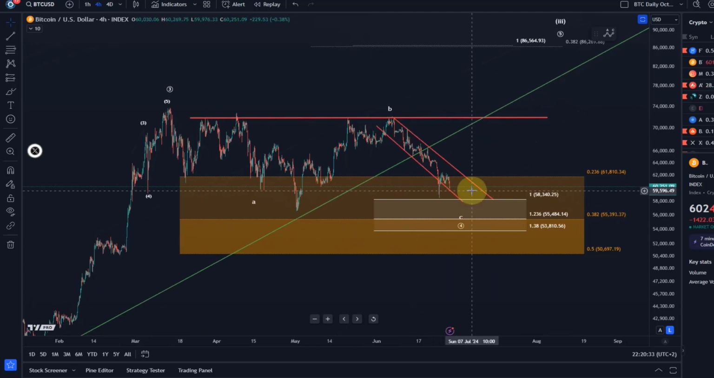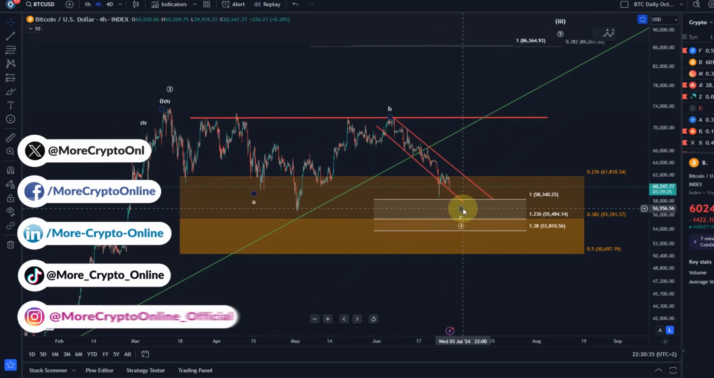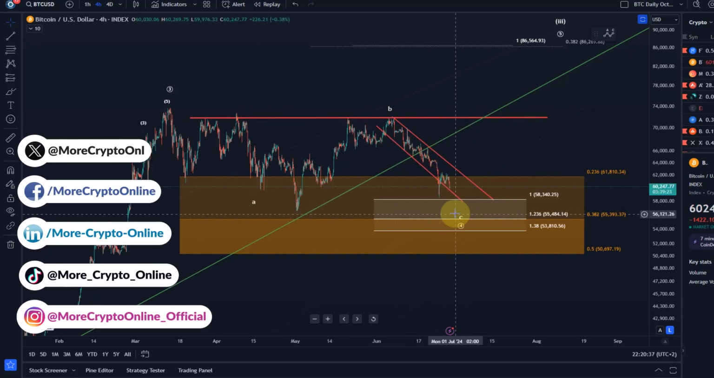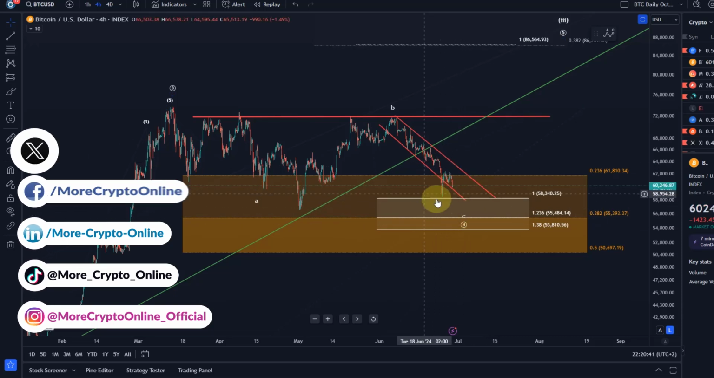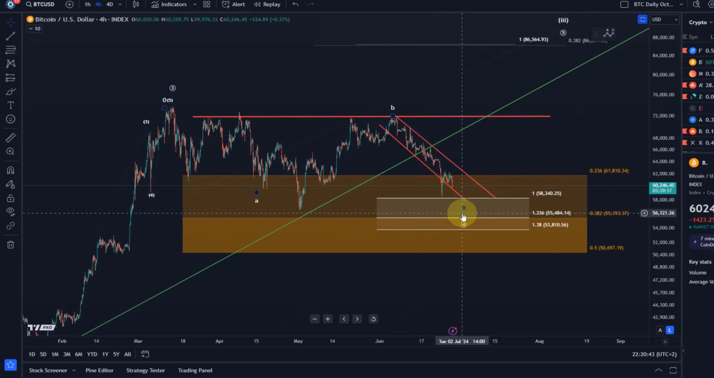So here on the daily time frame, you can see that I'm still watching for lower prices. The C wave is likely still unfolding in wave 4. We have no clear confirmation that a low has been established in this wave 4. And the support zone remains relevant.